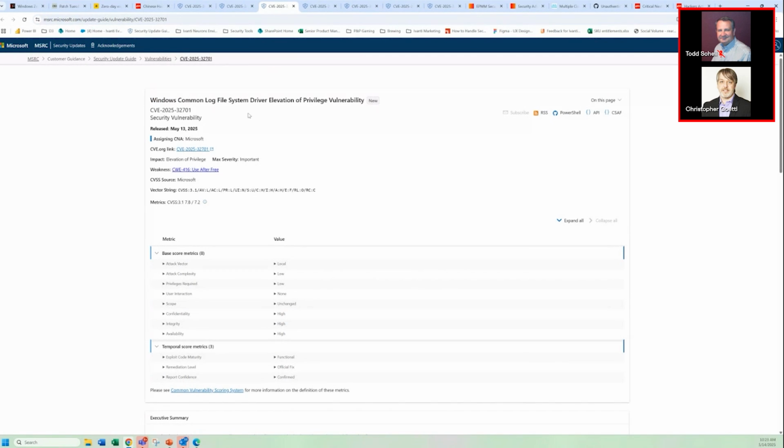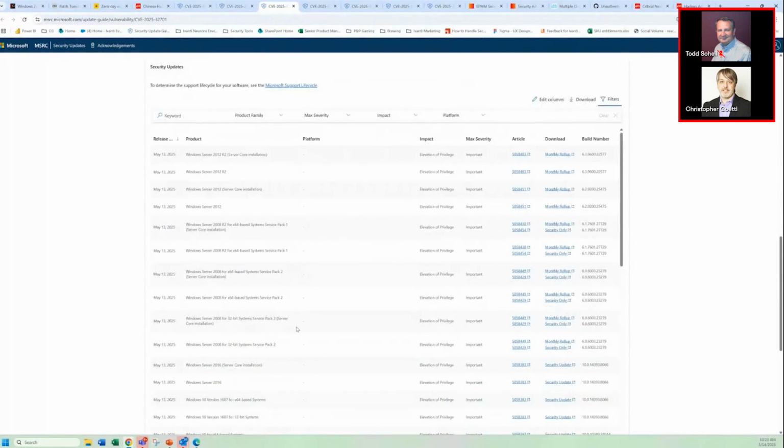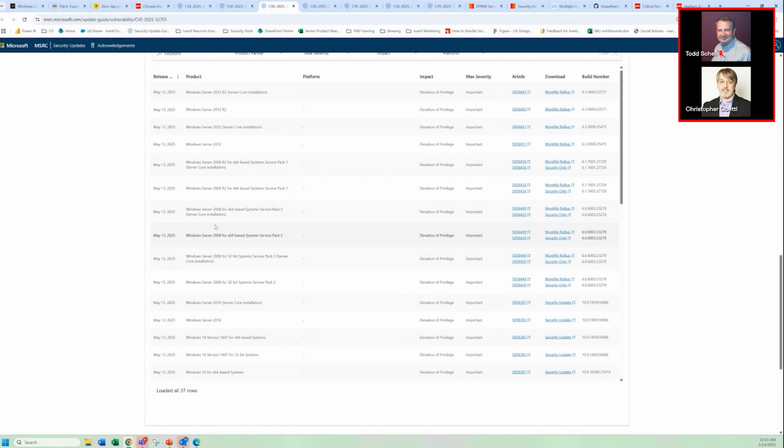The second one, common log file system driver, another elevation of privilege vulnerability. System level privileges if they exploit this one again. Most of these are able to be exploited all the way back to Server 2008. I was actually speaking with a writer from TechTarget yesterday, and he asked me, hey, wasn't the 3-year ESU done for 2008 a while ago? And yeah, point of fact, it was done last year in January, I believe. So we're over a year past the 3-year end of life support, and it's still going.